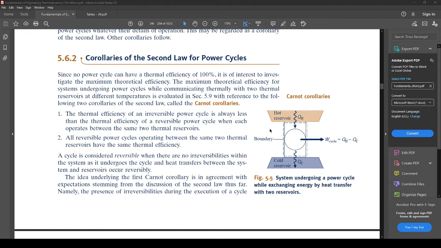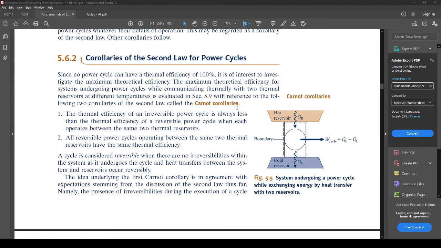So it says, since no power cycle can have a thermal efficiency of 100%, it is of interest to investigate the maximum theoretical efficiency. So this is where the second law comes into play. The maximum theoretical efficiency for systems undergoing power cycles while communicating thermally with two thermal reservoirs at different temperatures is evaluated in 5.9, with reference to the following two corollaries of the second law, called the Carnot corollaries.